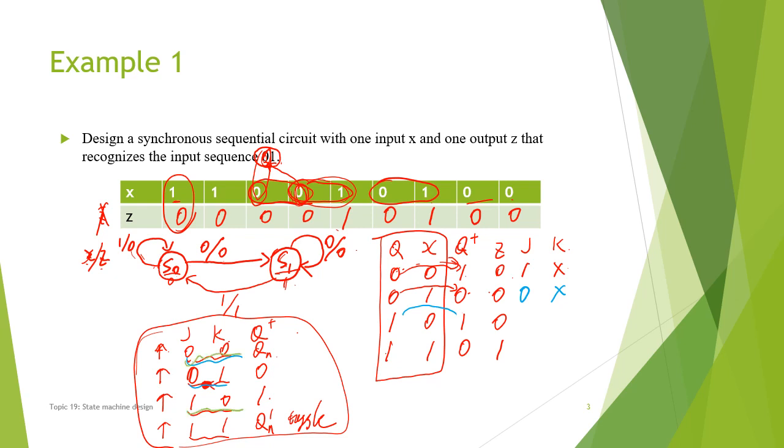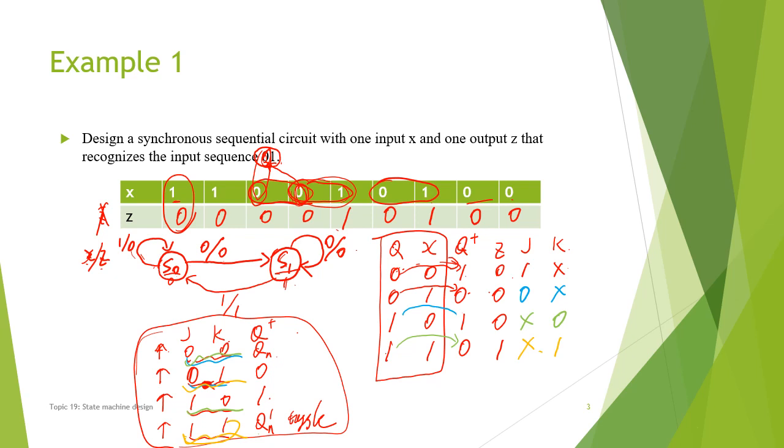No change or set. So in this case, we know K has to be 0, but J doesn't matter. Finally, 1 to 0, this could be toggle, and also this could be reset, right? When we reset, it will change from 1 to 0 too, right? So this tells us K has to be 1, but J could be anything.